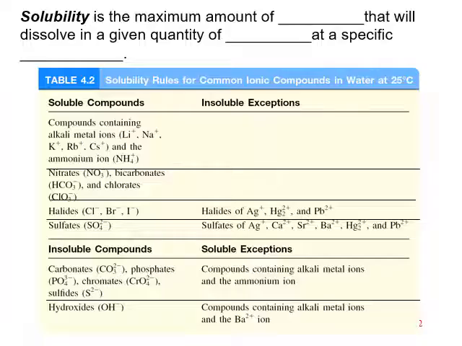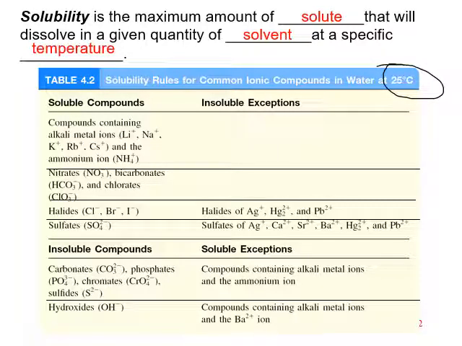And there's that solid. So how do we know? Solubility is basically the maximum amount of solute that will dissolve in a given quantity of solvent at a specific temperature. Now, solubility, we are assuming in our table here, is at 25 degrees Celsius. This table is showing you the solubility rules for common ionic compounds. There are some exceptions to these rules, and you won't find everything that you're looking for here.